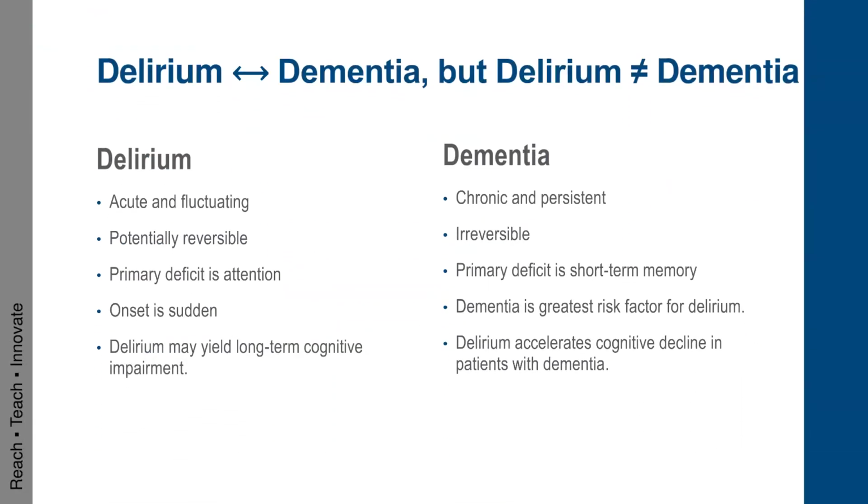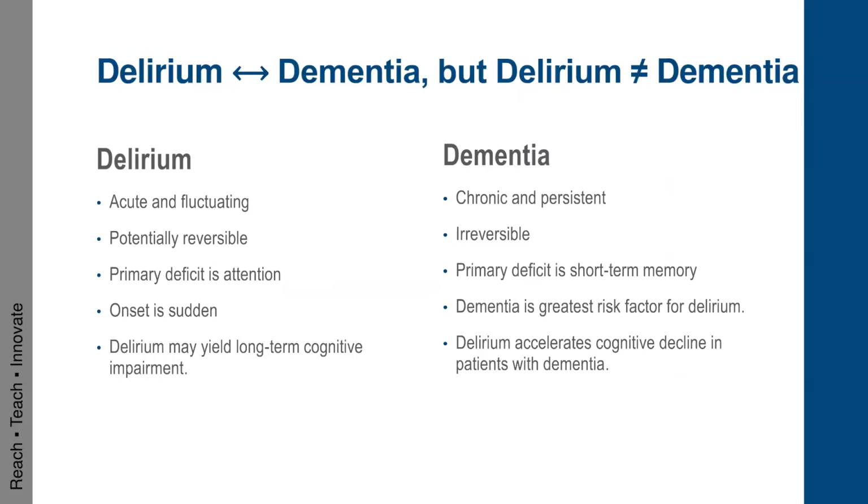So it's very important to recognize that dementia increases your risk for delirium, and delirium actually in the long run increases your risk for dementia. But delirium is not the same thing as dementia. These are different problems.